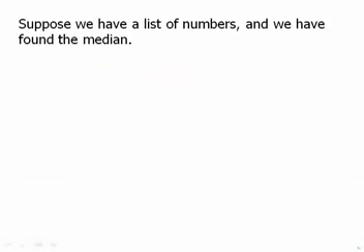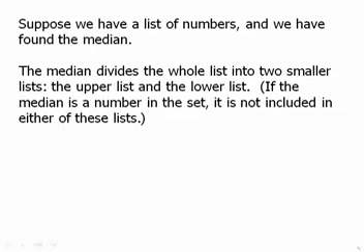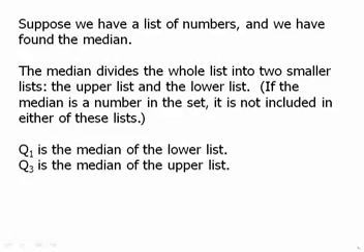Suppose we have a list of numbers and we found the median. The median divides the whole list into two smaller lists, the upper list and the lower list. If the median is a number in the set, it is not included on either of these lists. So imagine where the median is. You might draw a circle around it or mark it off in some way. Everything above the median, that's the upper list. Everything below the median, that's the lower list. Q1 is merely the median of the lower list, and Q3 is the median of the upper list. So that's the convention we're going to be following.